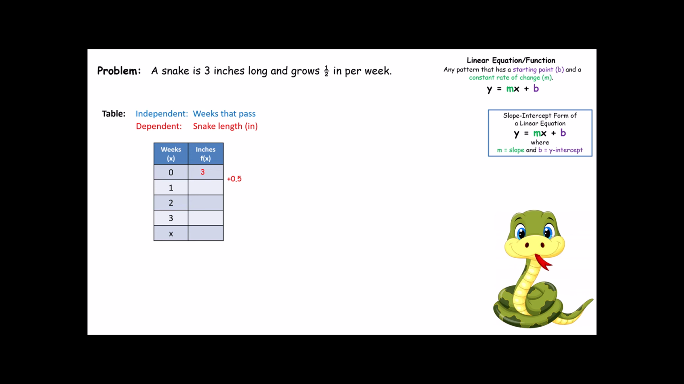After a week, it's ½ an inch longer, so it's 3½ inches. 2 weeks, it's 4 inches. 3 weeks, it's 4½ inches. Notice you have a constant rate of change here, and you have a starting value. The starting value is where you are at 0.